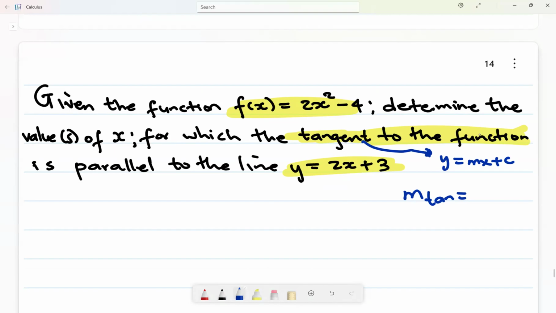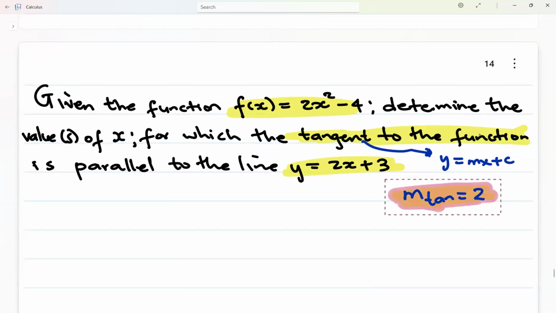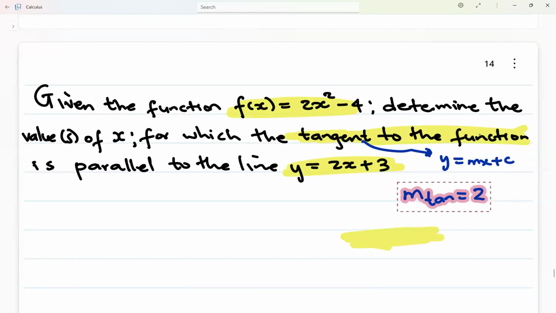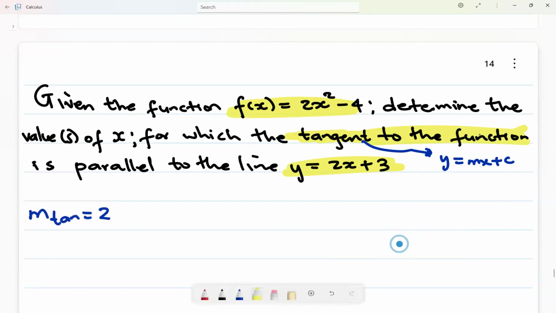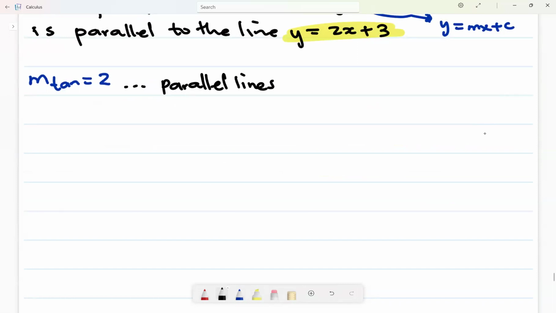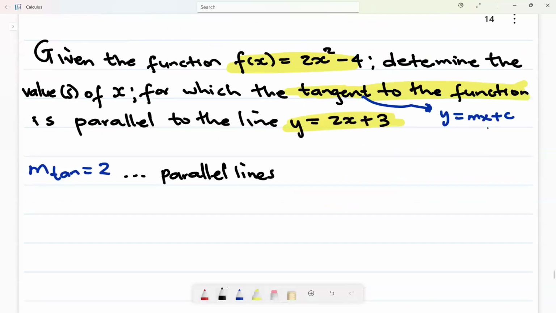So it means that the gradient of the tangent is going to be equal to what? To 2. That's the first thing that we have to take note of. The gradient of a tangent is equal to 2. Why? These are parallel lines. Now that I know, remember what do I need for a tangent?